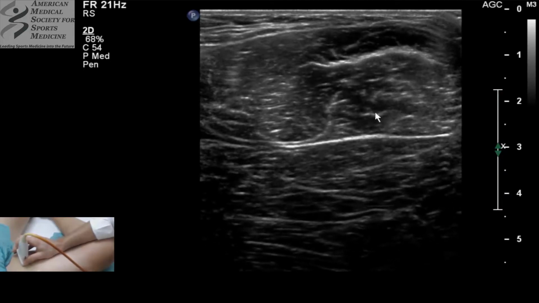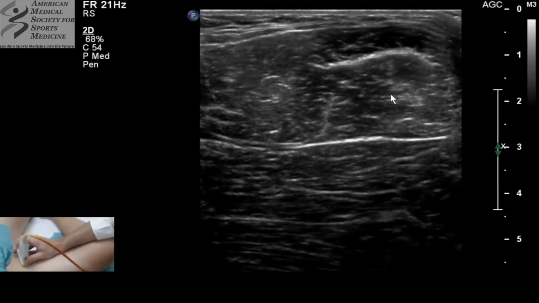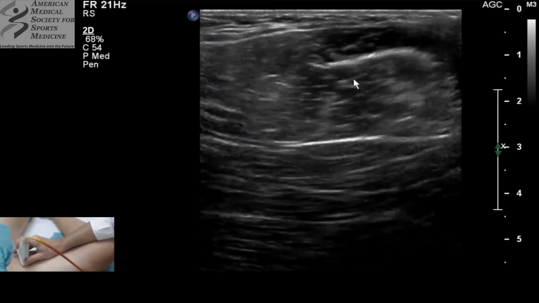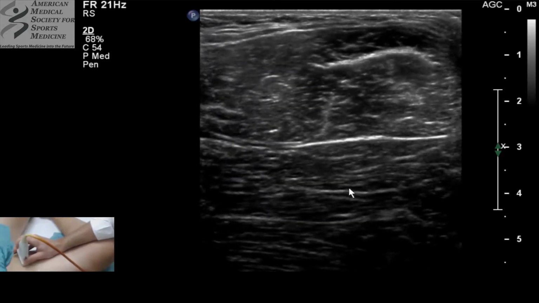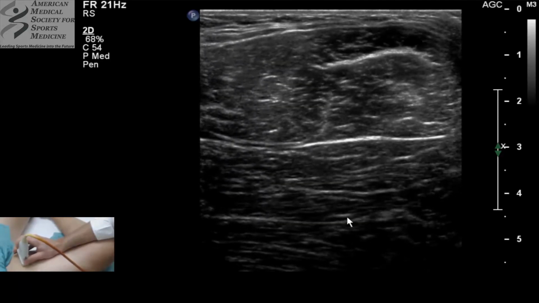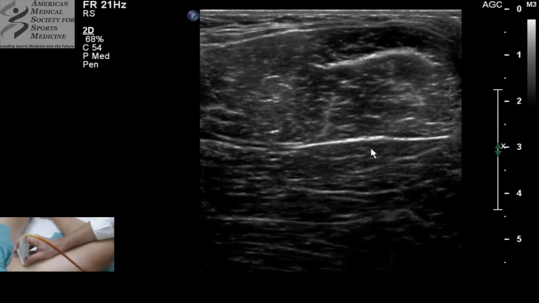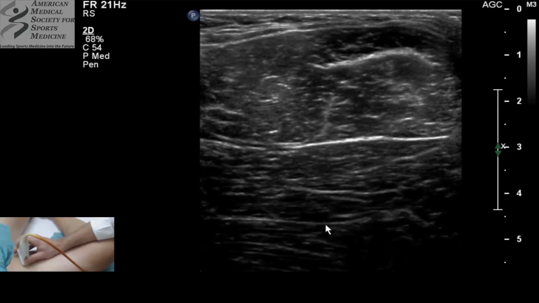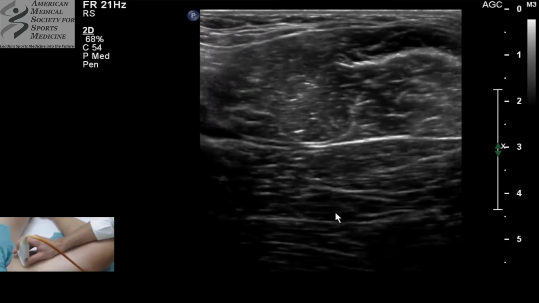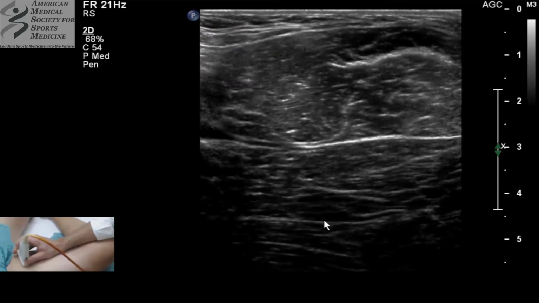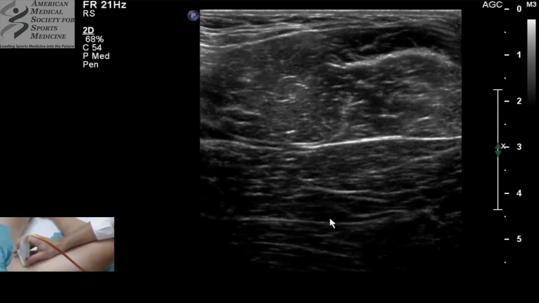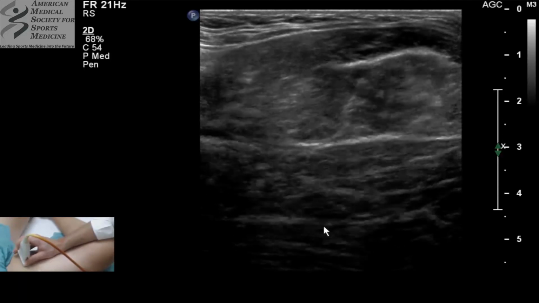So the more superficial layer right in this area is going to be your adductor longus. Deep to that is going to be your adductor brevis, and deep to that is going to be your adductor magnus. You can see the fascial plane here and the fascial plane here. The anterior and posterior branches of the obturator nerve run in the anterior and posterior fascial planes in these areas respectively.